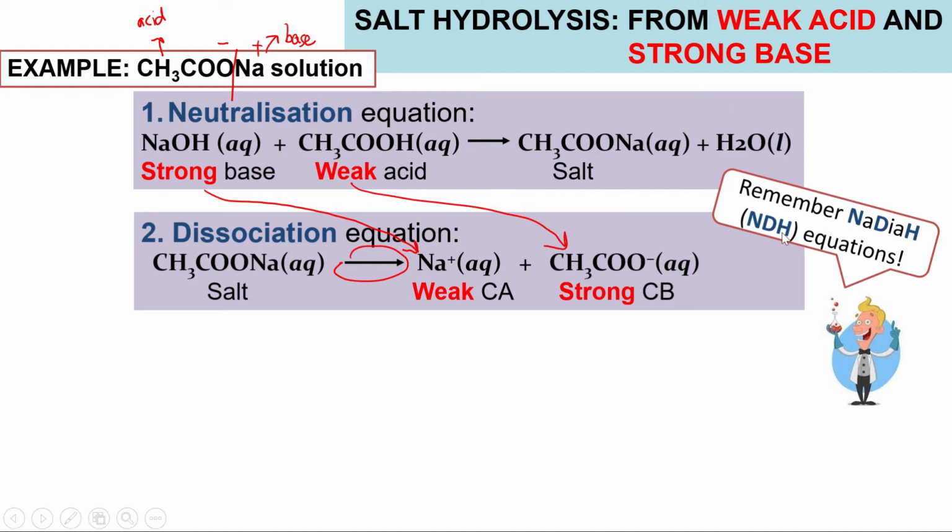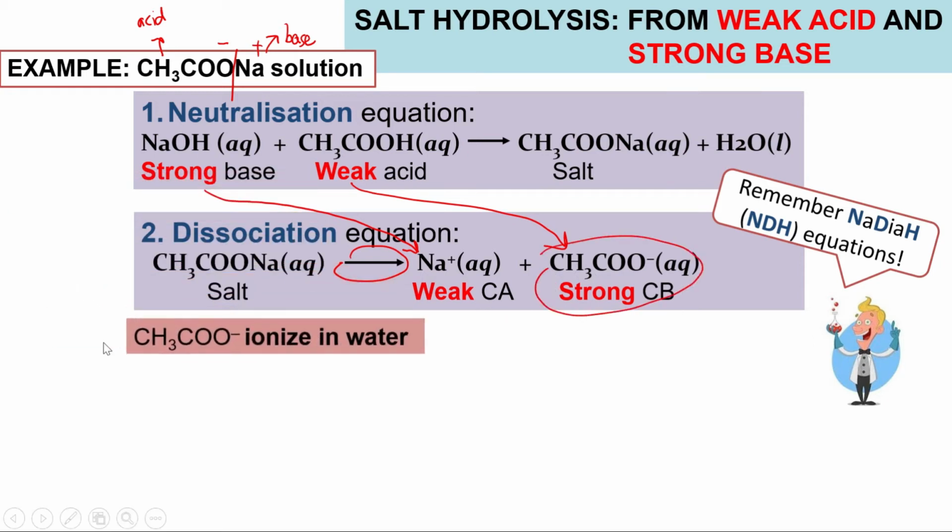So now, the last equation that you need to write down is the hydrolysis equation. Remember, salt hydrolysis means the reaction of the anion or cation of a salt. So you need to choose between the cation and anion of this salt, which is going to hydrolyze the water molecule. What do you think? Yes, of course, the strong one. So in this case, the CH3COO- ion, which is the anion, ionizes in water because of the strength. It is a strong conjugate base.